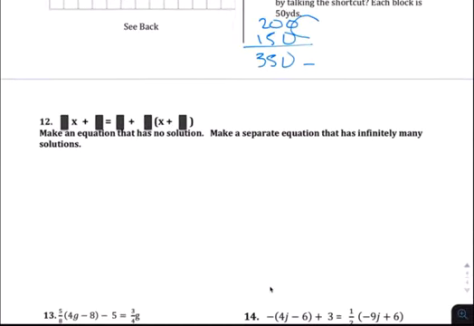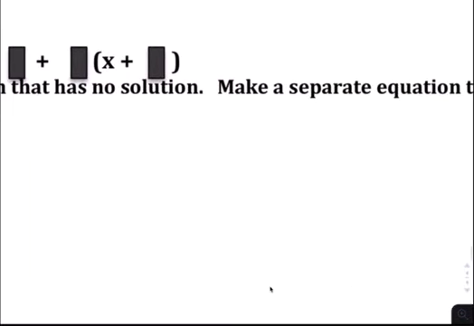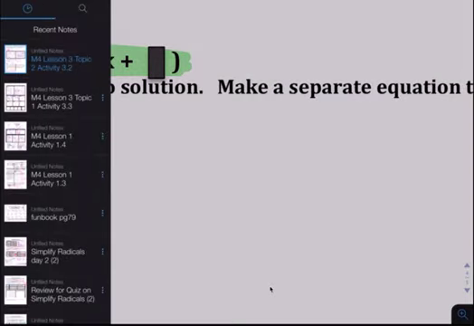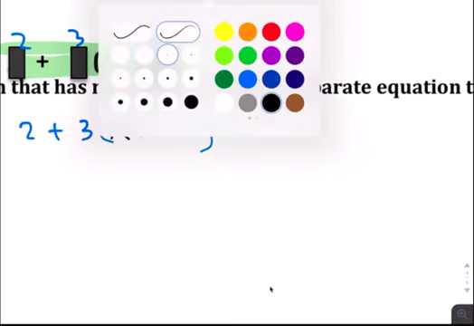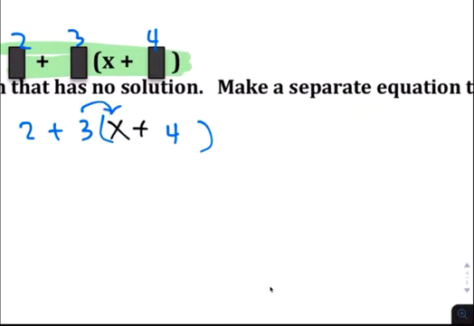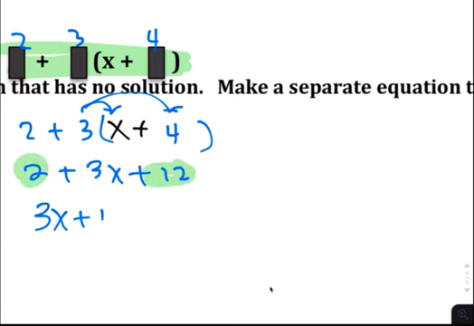Okay, number 12, making it no solution. Okay, when you have this, if you forgot, you always start by picking numbers for the box with the most. So 2, you can do 2, 3, 4. Bring down this x plus this 4. You always distribute first. Bring down the 2, and then combine like terms. So you get 3x plus 14.